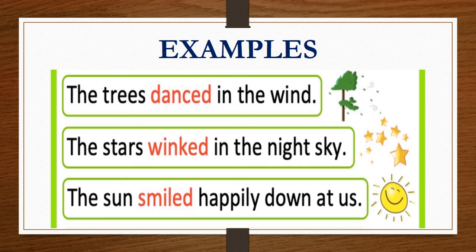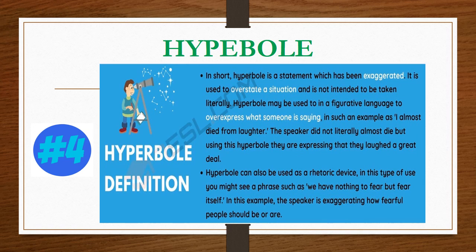For these examples, you can see that the trees, the stars, and the sun have been given human characteristics with the use of the verbs danced, winked, and smiled, in which we all know that only humans can dance, wink, and smile, right? Next, how about hyperbole? What is it, and how does it differ from the other literary devices?